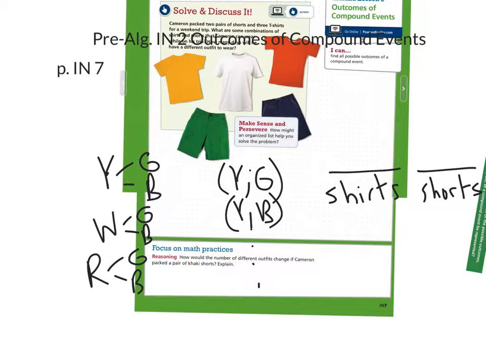So how many shirts do we have here? 3. How many shorts? If you just multiply those together, that will tell you how many options you have. So 3 times 2 is 6. We have 6 different options of outfits to wear.